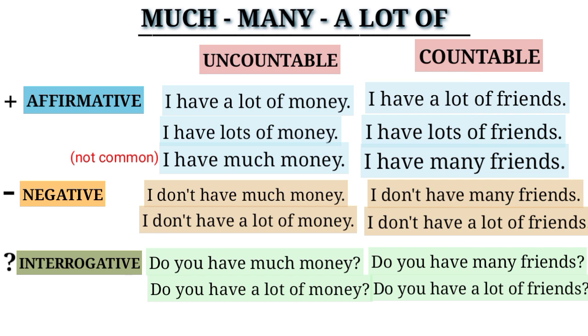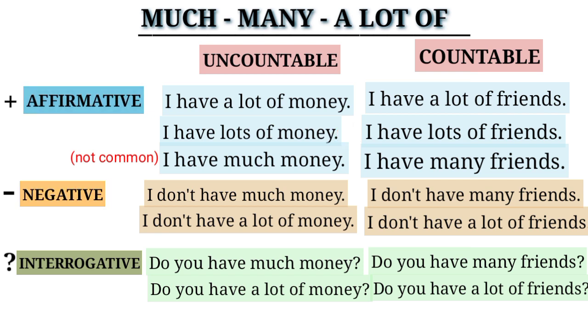Now let's look at plural countable nouns. With affirmative sentences, you can say I have a lot of friends or I have lots of friends. But the second one, lots of, is more informal than the first one. Now you can also say I have many friends, but it is not common to use. It sounds too formal. We almost always use a lot of or lots of with affirmative sentences.